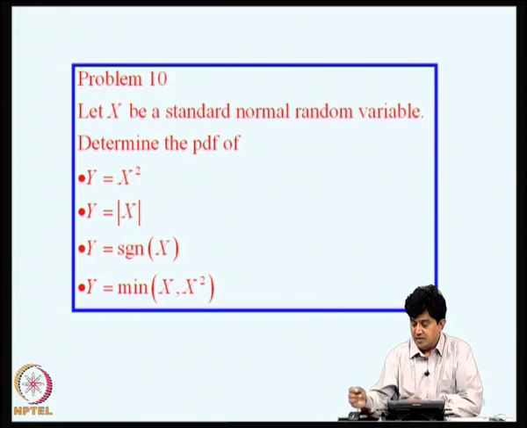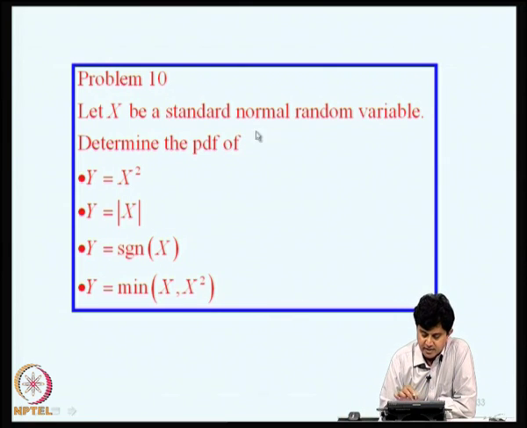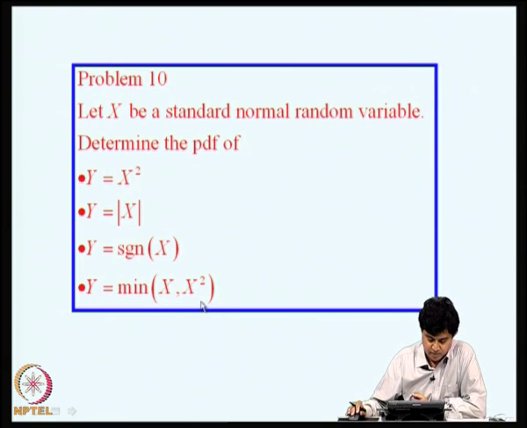Now, a few examples involving transformations of a Gaussian random variable. Let x be a standard normal random variable. By standard normal random variable we mean the mean of x is 0 and the standard deviation is 1, and we are asked to find the probability density function of, say, y equal to x square, y equal to mod x, y equal to signum of x, and y equal to minimum of x comma x square. So, how do we tackle these problems?